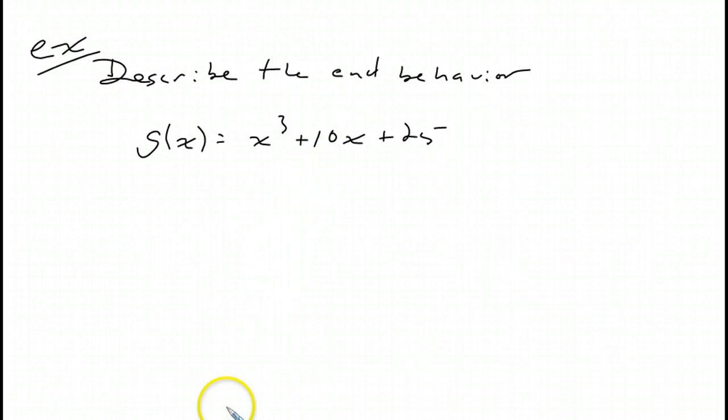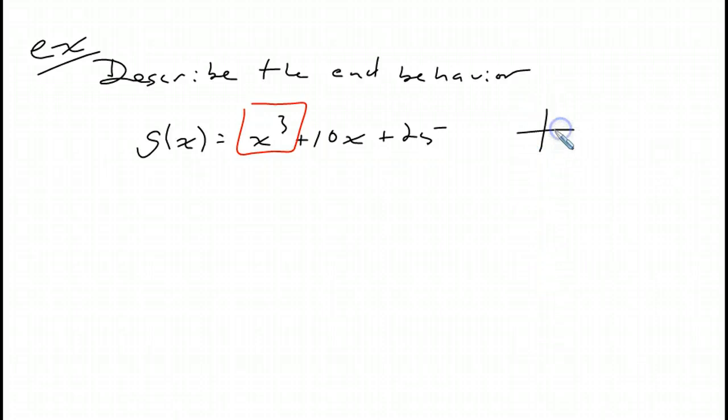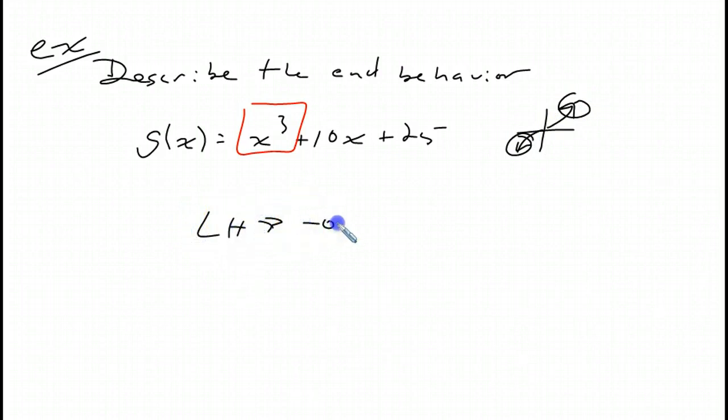For an example like this, my biggest term is x cubed. It is positive, so I know it's going to be similar to my cubic function. So if it's similar to my cubic function, on the left hand side it falls, on the right hand side it goes up, so on the left hand it's going to go to negative infinity. On the right hand side it's going to go to infinity. That's all you need to give me.